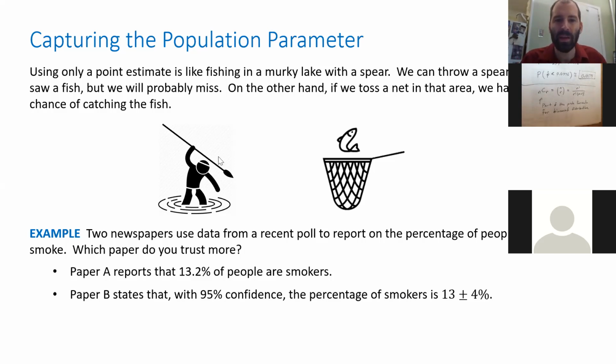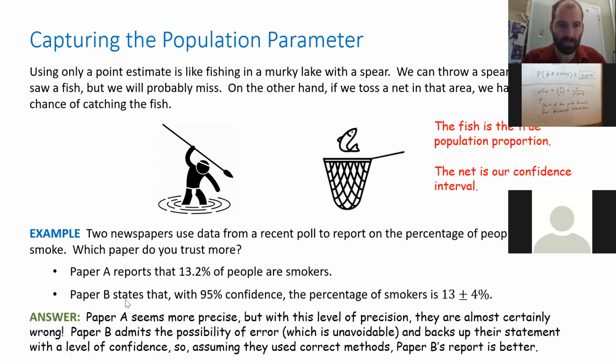All right, so let's go on here. Oh, this is basically what I said. So even though paper A seems more precise, with this level of precision, they are almost certainly wrong. Paper B admits the possibility of error. That's the plus or minus 4%, and backs up their statement with a level of confidence. So assuming they use correct methods, paper B's result is better.